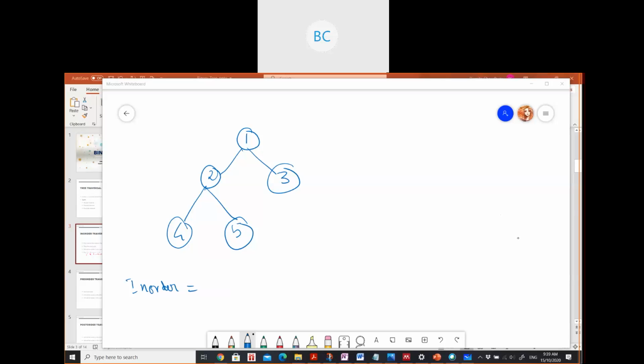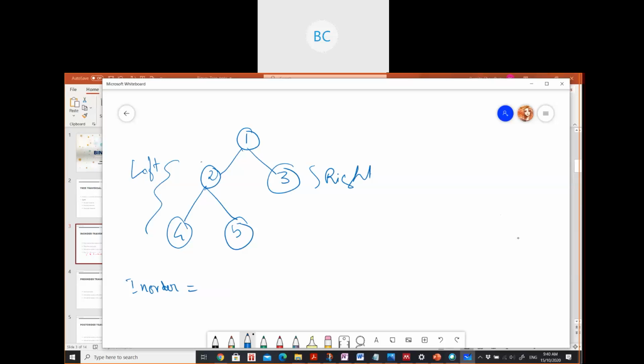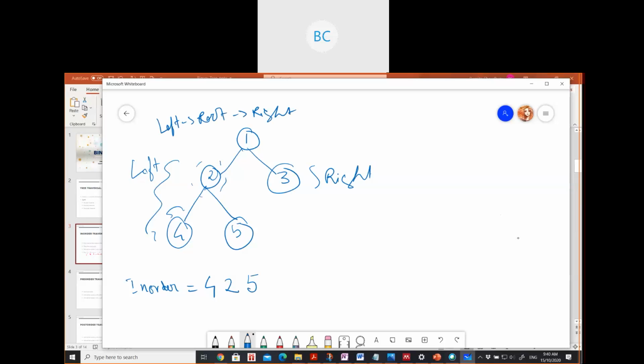So if it is in-order, you will always start from the left. This is your left subtree and this is your right subtree. Correct? Again in the left subtree, you will again check the nodes for the left. For this particular node, this is your left, so it will be 4. Then you will visit root, then 5. So this one is done, right? Left, root and right. So this portion is done now, correct? Now you will visit your root node, which is 1, and then you move to 3.